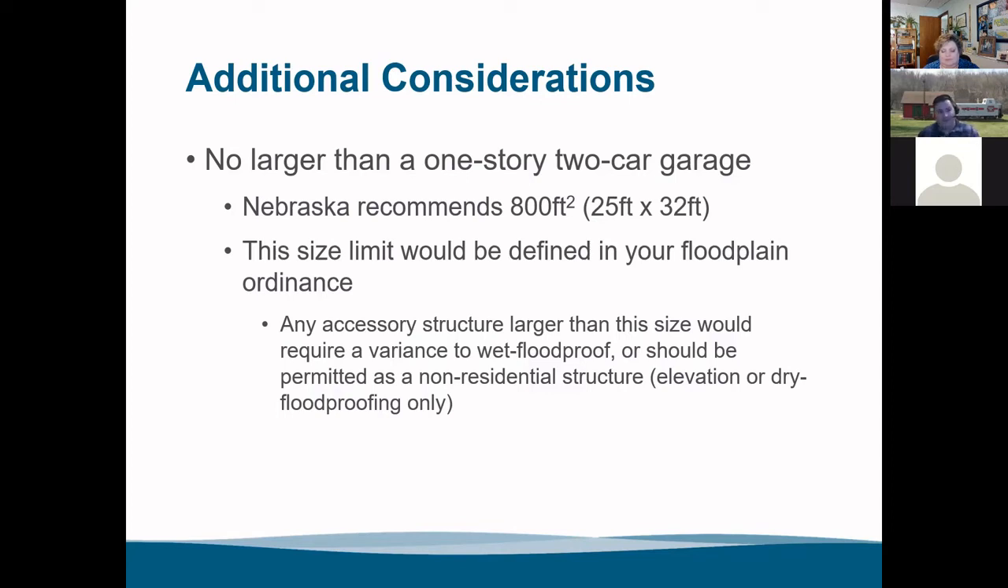This size limit would be defined in your ordinance. This is another piece of that language that we would provide to you if you reached out to me with some questions about that. I would provide this language to you, and that 800 square feet would be contained there to find it easily. Any accessory structure that is larger than that 800 square feet would then require a variance to be wet flood proofed. That's when the variance comes into play. Or it should be permitted as a non-residential structure where you're requiring them to elevate or dry flood proof only.